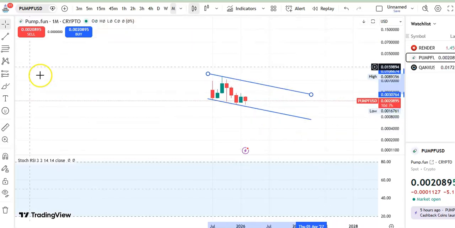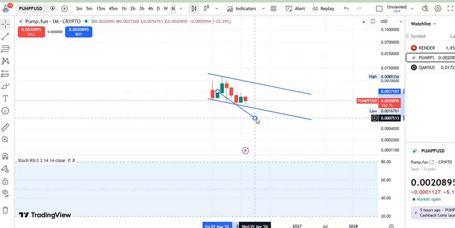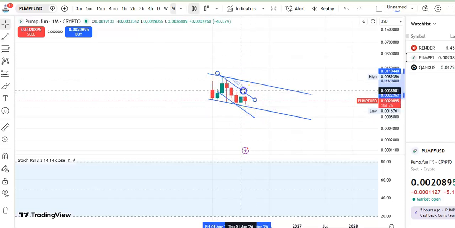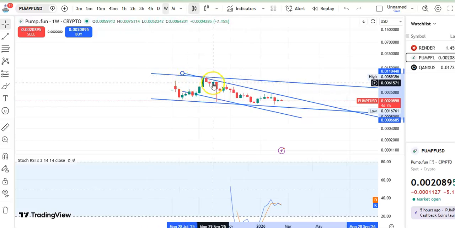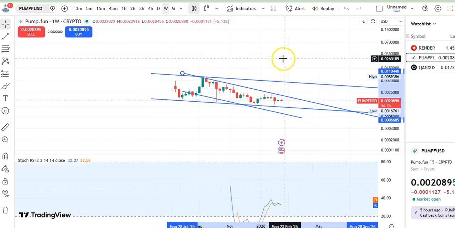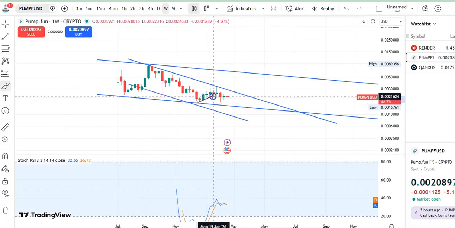If you draw the trend lines, you can see this is the support trend line and this is the resistance trend line. Within this channel pattern only, the fall is taking place. If you go to the weekly chart also, you can see candles are falling in this downtrend channel pattern. Previously, candles went up to the resistance level. The uptrend was going on and then the downtrend started.